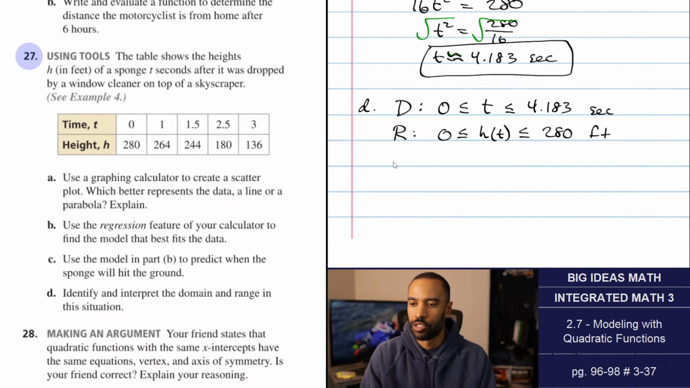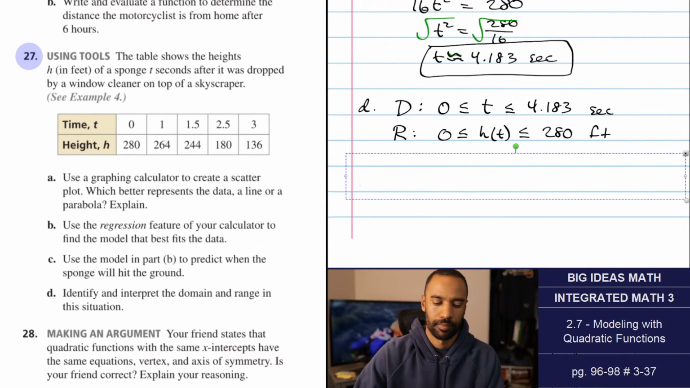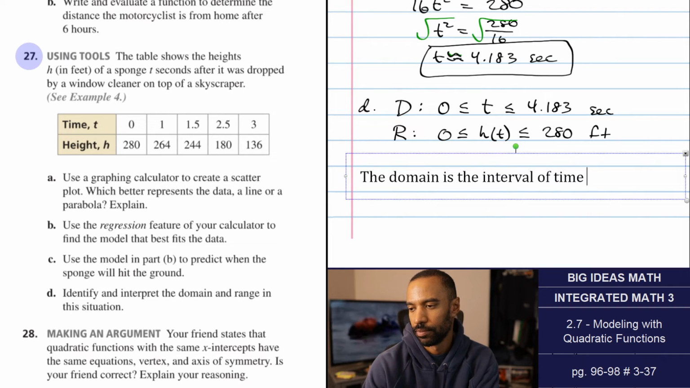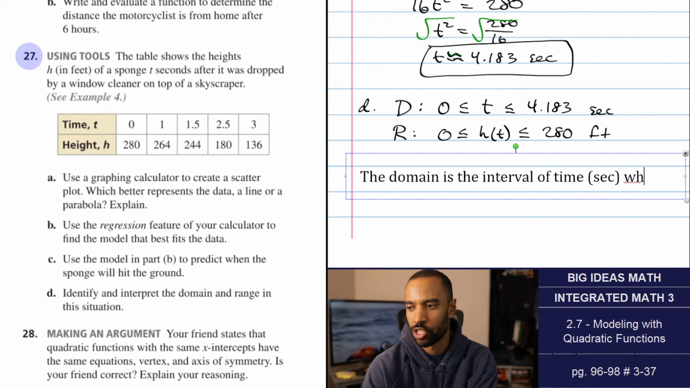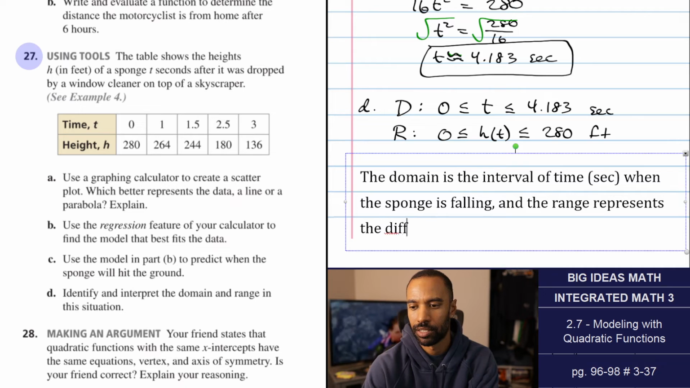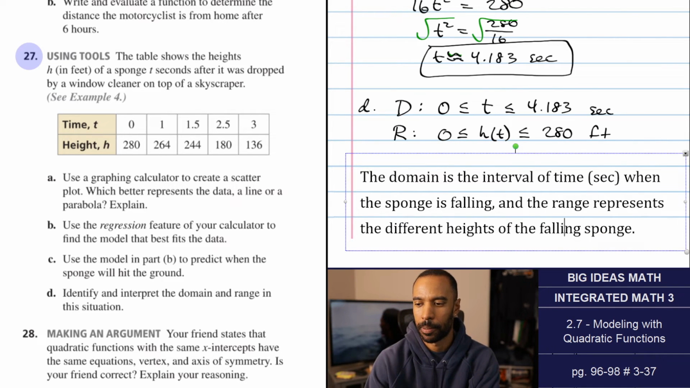Interpret. So domain is the time. The domain is, I was going to say the range, is the interval of time in seconds when the sponge is falling. And the range is the interval, is the height, represents the different heights of the falling sponge, in feet.